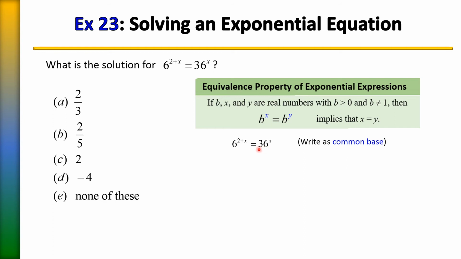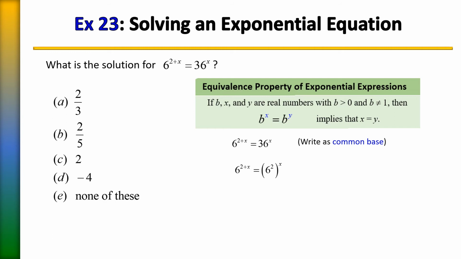But the right side can be written with a base of 6, because 6 raised to what power will give you 36? Did you say 2? If you did, that's correct, because 6 squared equals 36. So I'm going to rewrite the right side. Instead of the 36, I'm going to write 6 squared there. When I do so, it looks like so.